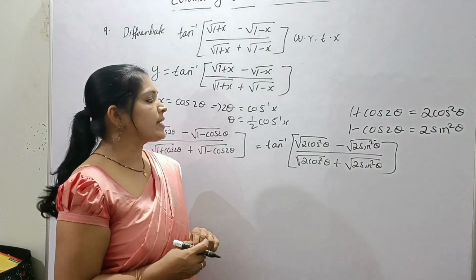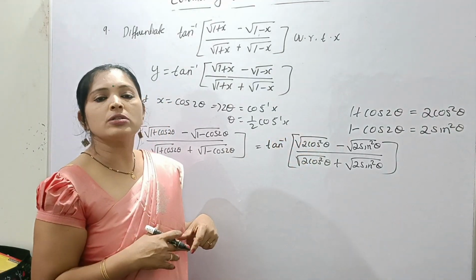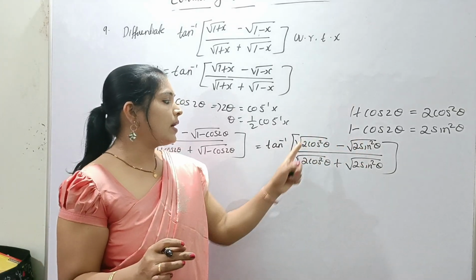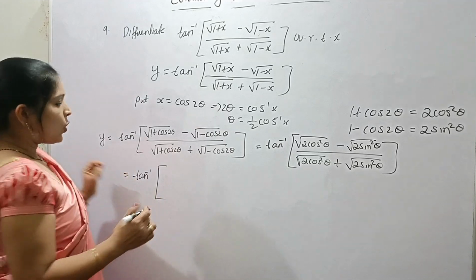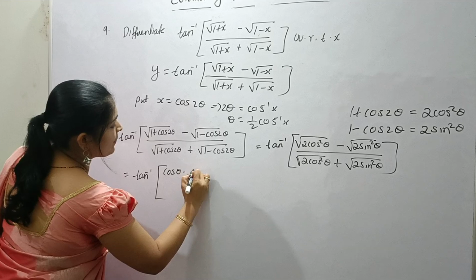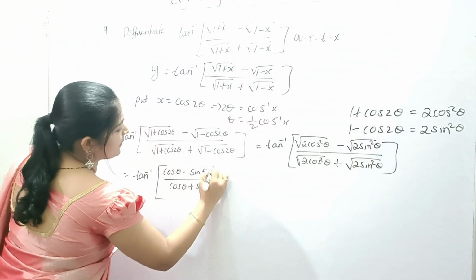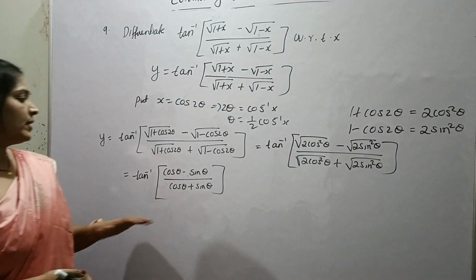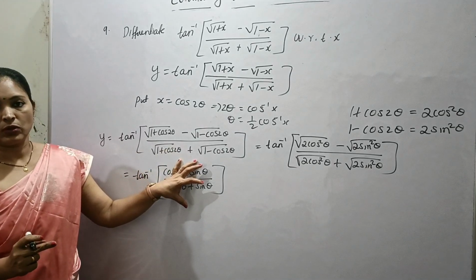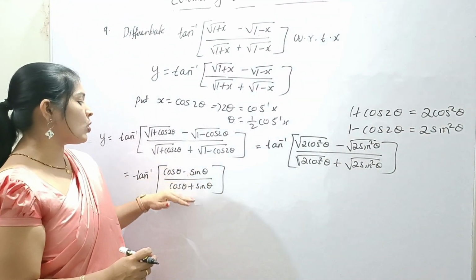So square root of cos square theta is nothing but cos theta. So after removing square root, we get cos theta minus sin theta divided by cos theta plus sin theta. Okay? Now here we have to make tan of some expression. So here we have got cos theta minus sin theta divided by cos theta plus sin theta.